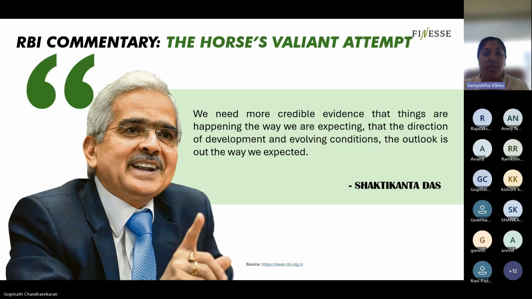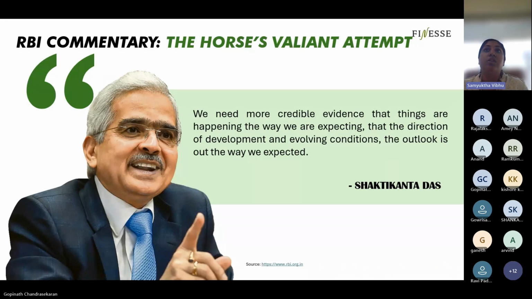So now, what the RBI is saying is that they need more credible evidence that things are going to happen the way they are expecting, and that the direction as well as the development of evolving conditions and the outlook has to go the way they're projecting. A lot of this policy was about getting the right actions in at the right time, and they feel it's not yet the right time to look at a rate cut, primarily because inflation is out of control.